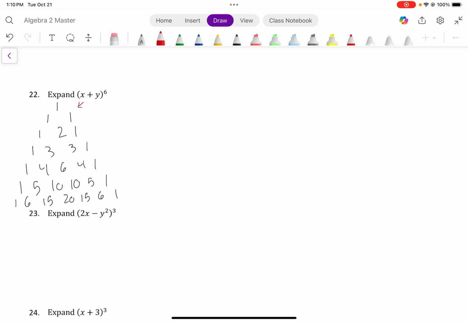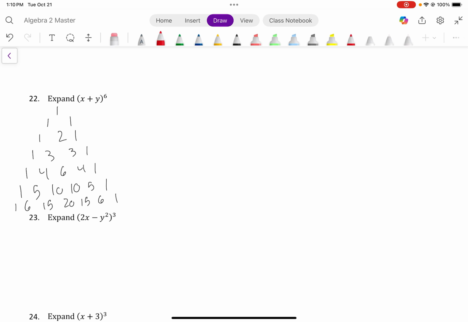This is my x, that's a terrible arrow. Starting off with my x to the 0th row, x to the 1st, 2nd, 3rd, 4th, 5th. This last row is my x to the 6th. When I say x to the 6th, I'm referring to anything in the parentheses. That exponent here is a 6. So I'm going to have coefficients of 1, 6, 15, 20, 15, 6, and 1. I just get those numbers straight across, and now I have to fill in the variable portion.